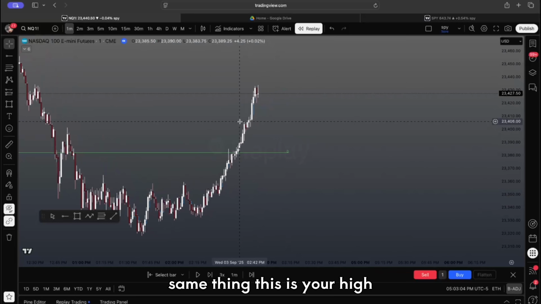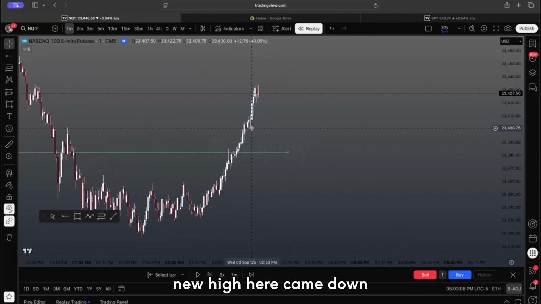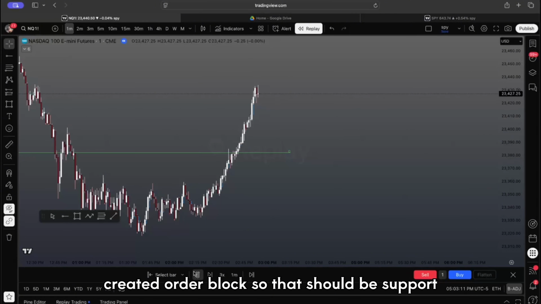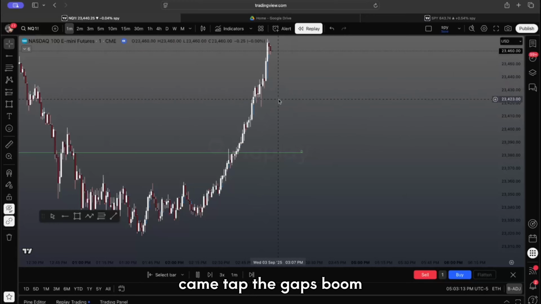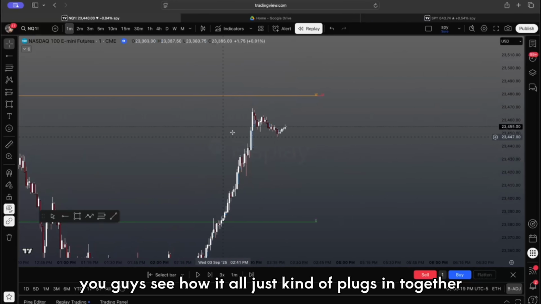Once again, same thing. This is your high. We broke above, left a gap. Okay, new high here, came down, created an order block. So that should be support. Came and tapped the gaps. Boom, continued higher. Broke above the highs, created a new order block. Boom, higher. Right? You guys see how it all just kind of plugs in together.